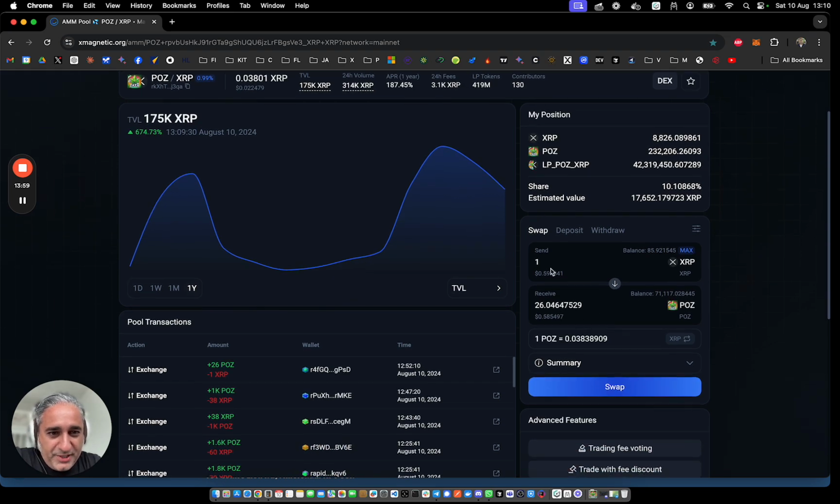So every time there's a swap against this exchange, against the AMM, a 1% fee is retained by the pool, and it goes towards increasing the total value locked in the pool. That's how liquidity providers with a share of that pool gain returns over a long period of time.